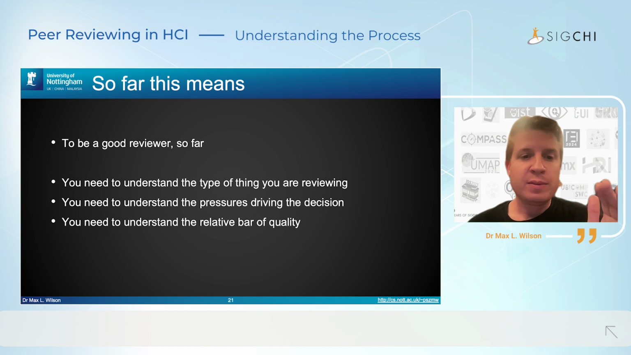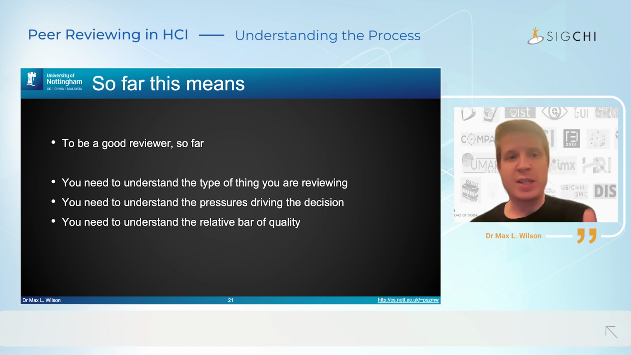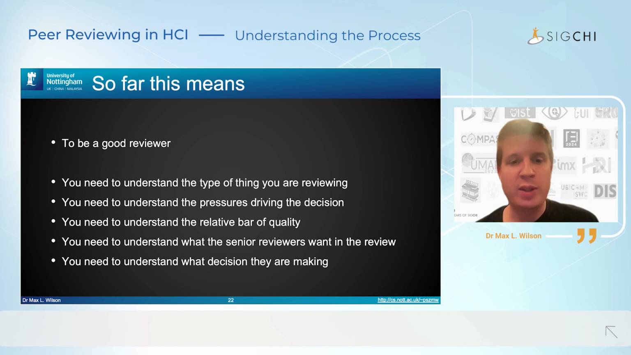So, building on our previous version of the slide, we said so far this means you need to understand the type of thing you're reviewing, the pressures behind those decisions, and the relative bars of quality. You also then, to be a good reviewer, need to understand what the senior reviewers want from you in this case, and what decision they are making, so that you can help them make that decision.